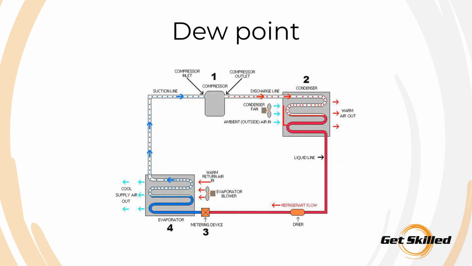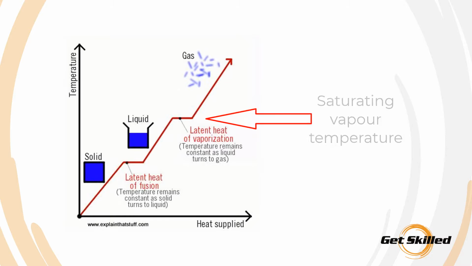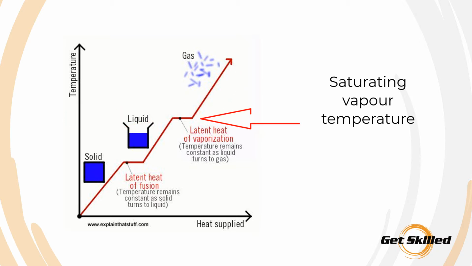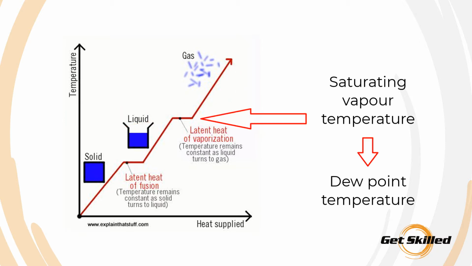Dew point. In the condensing process for a refrigerant, the saturating vapor temperature is the temperature at which the refrigerant vapor first begins to condense. This is also called the dew point temperature.